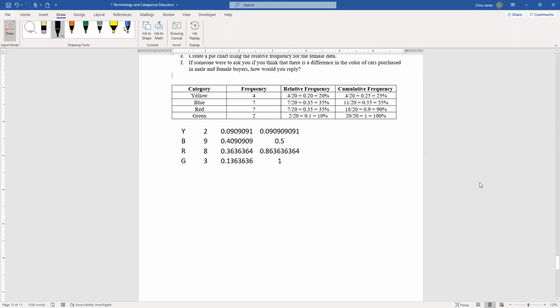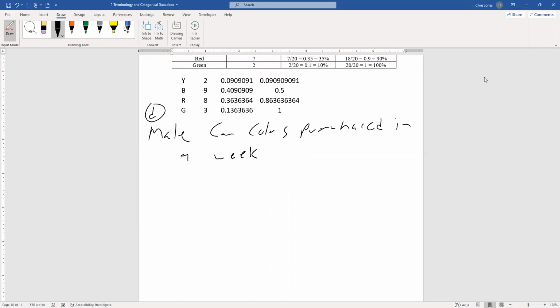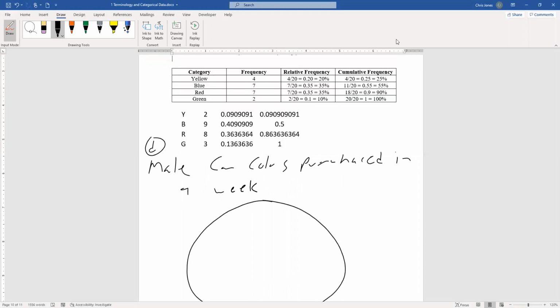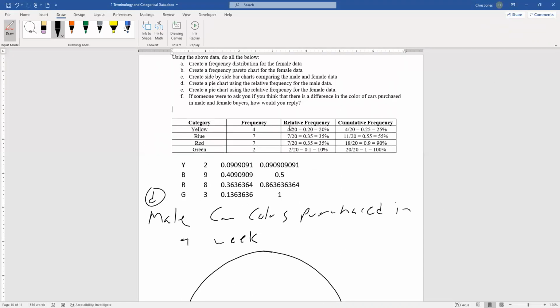And so let's start off with, so this is part D. So this is our male car colors purchased in a week. So we'll just start with this one. And so we'll try to make this, it's not necessarily a pie, but you get the idea. And remember, it asks us to be able to use the relative frequency.